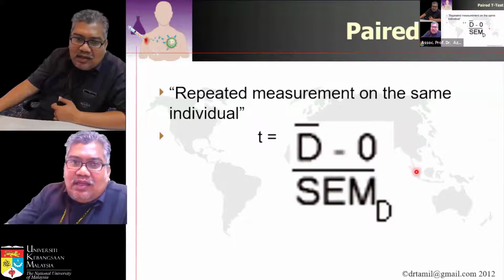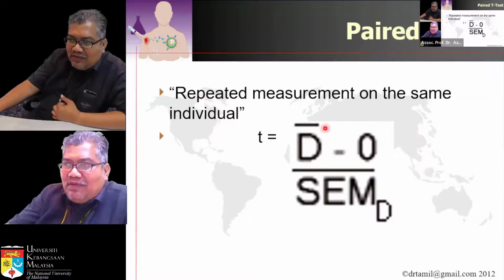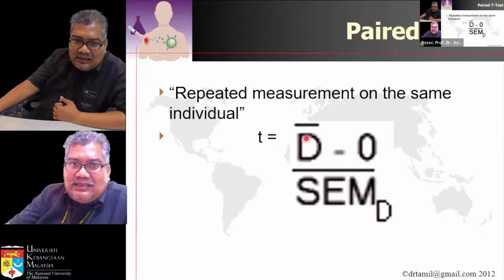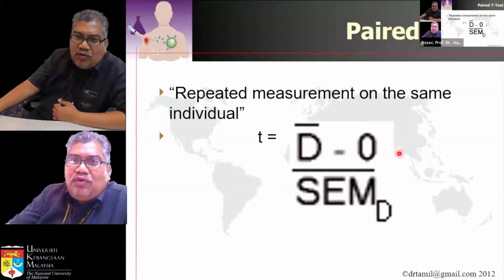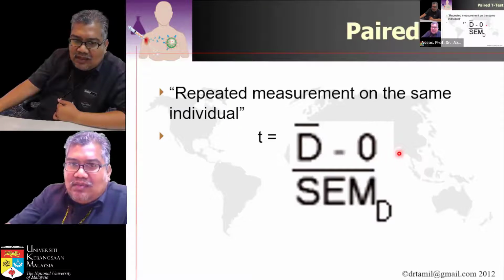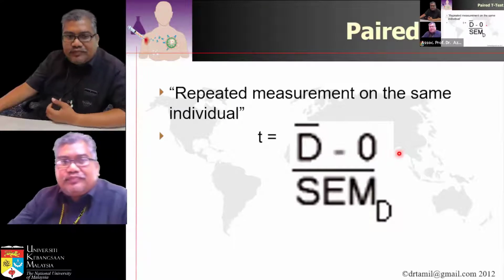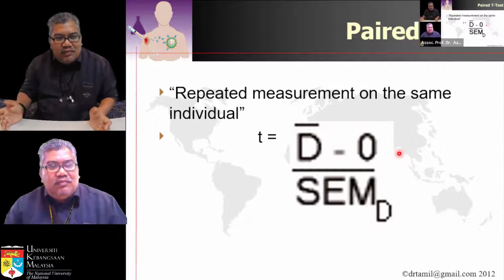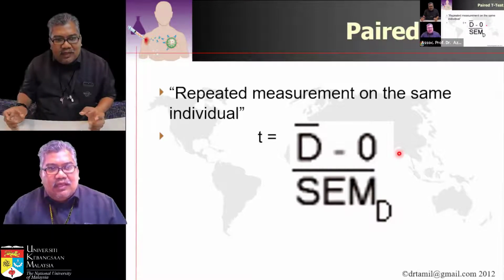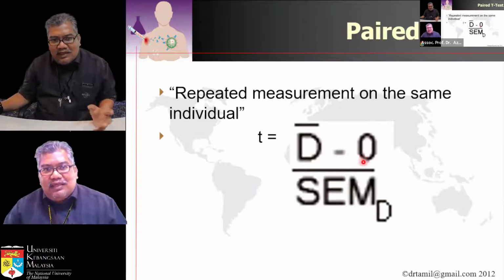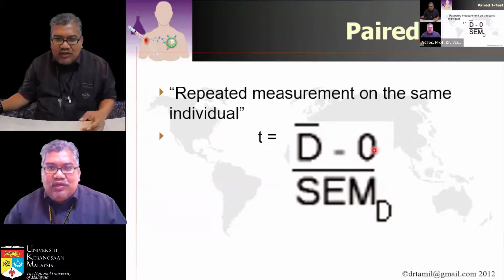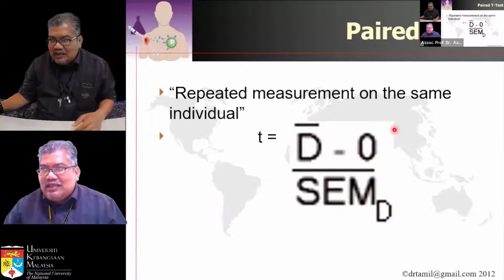Okay, the formula is weird because the D stands for the difference minus 0. Why minus 0? What's the whole point of minus 0? The minus 0 is just to remind you that if there is no difference between before and after, then the value is close to 0. Kalau tak ada beza, then before and after, the difference is 0. That is the only point of having this 0 there. It does not make sense otherwise.